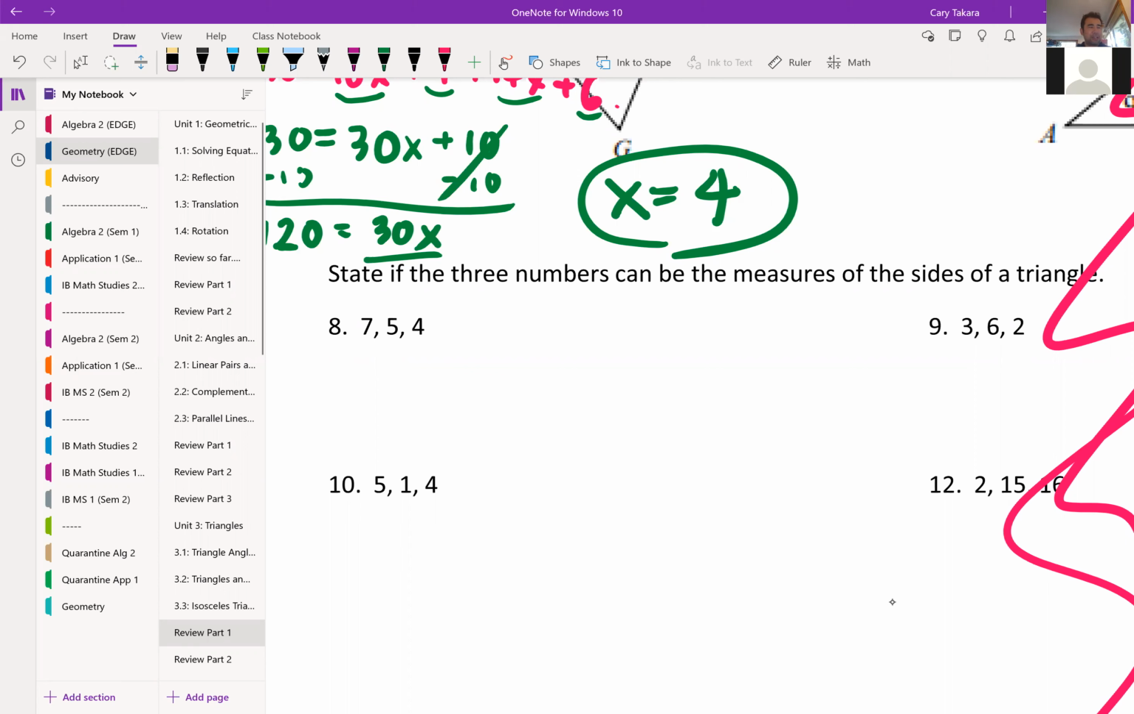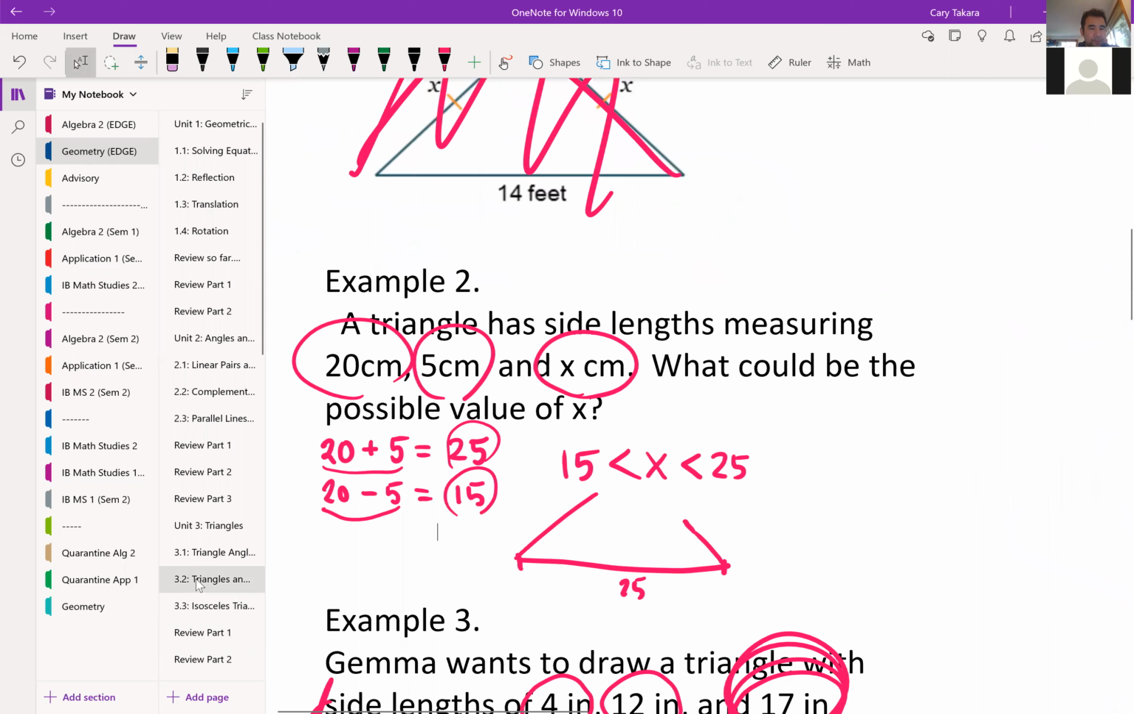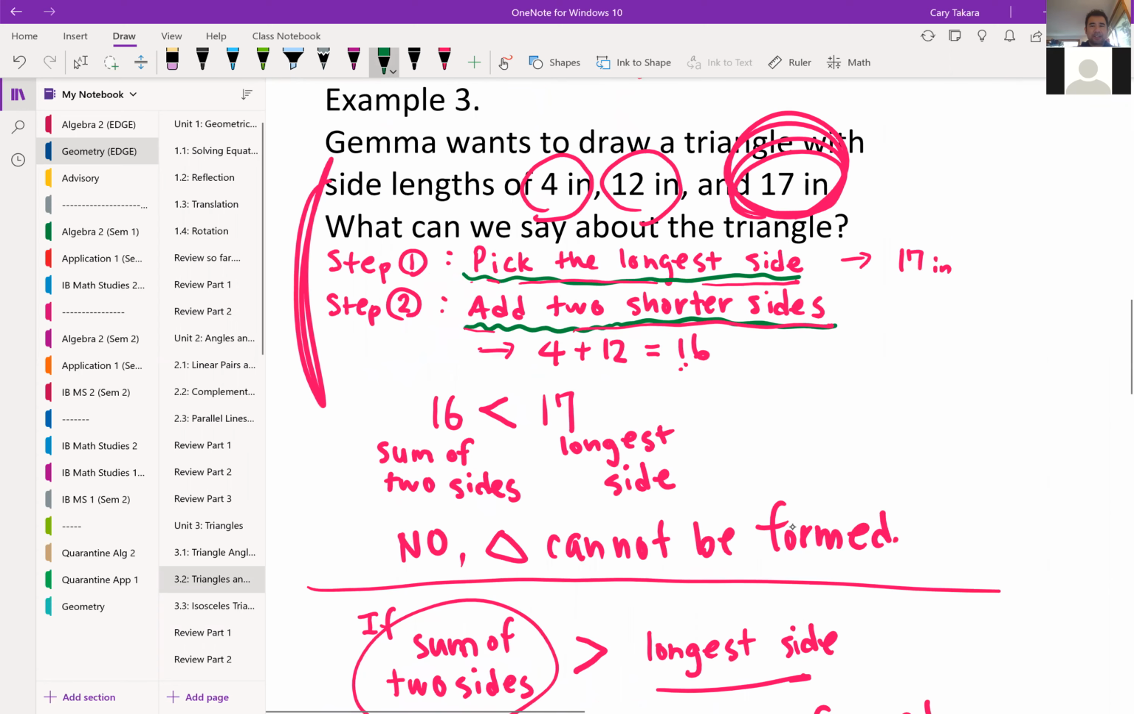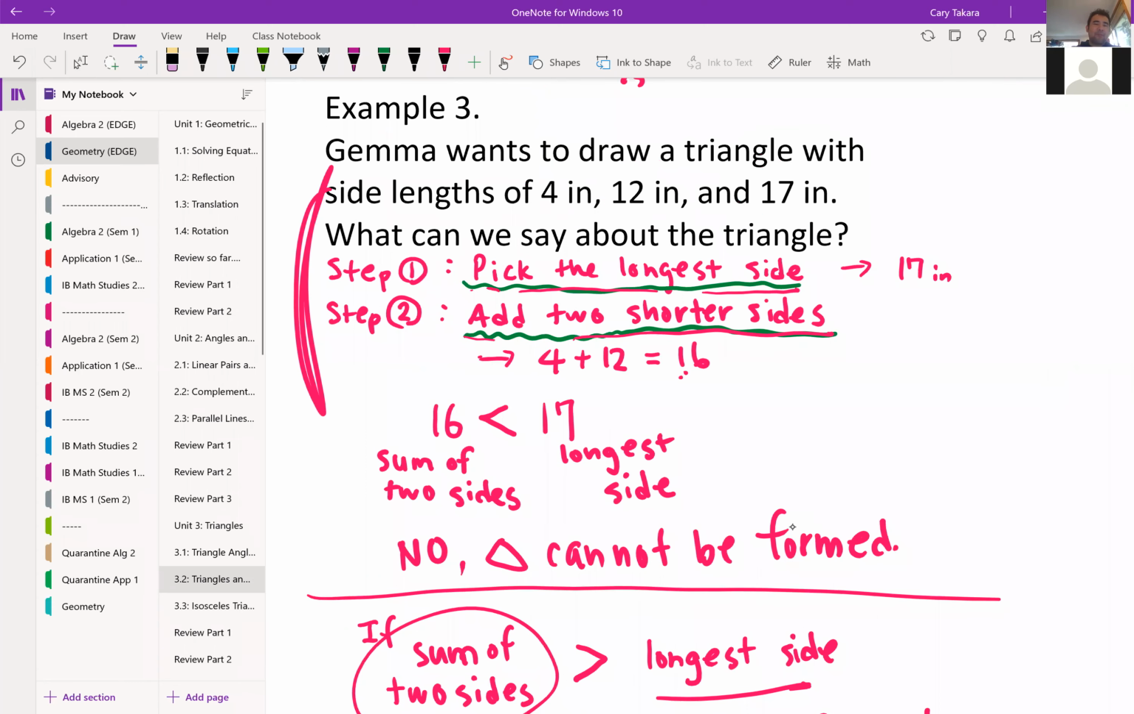You can create the other sticks for every problem, right? And the rule is, let me show you. You need to do 2 things on the test to show me, okay? Let's say you've got 4-inch, 12-inch, and 17-inch. Is it possible? There are 2 easy steps.